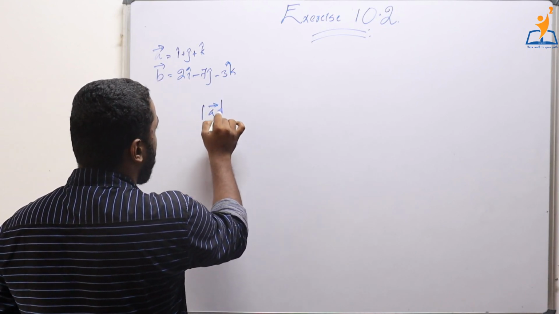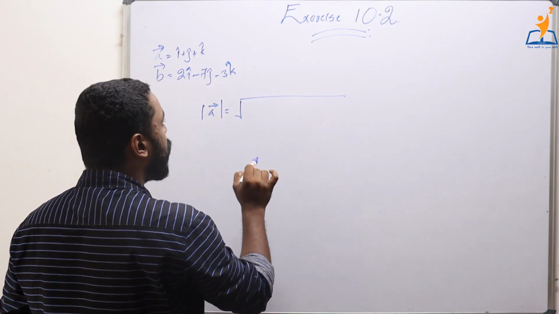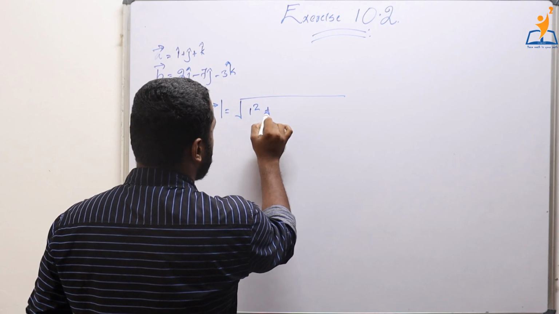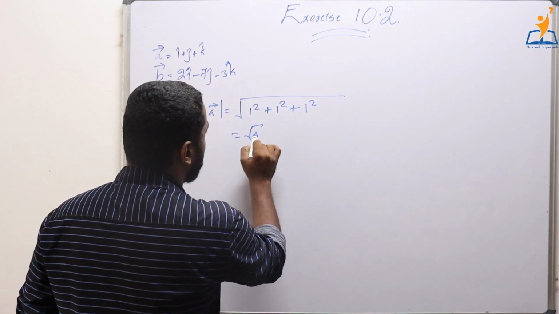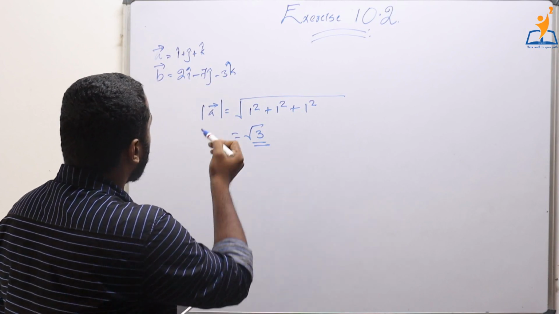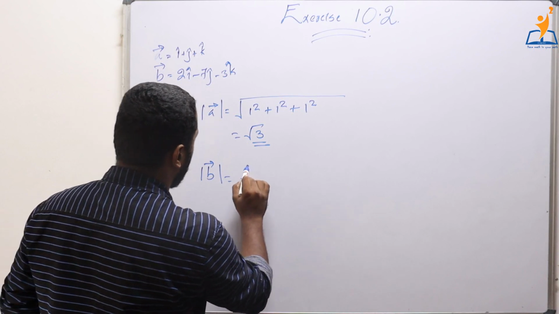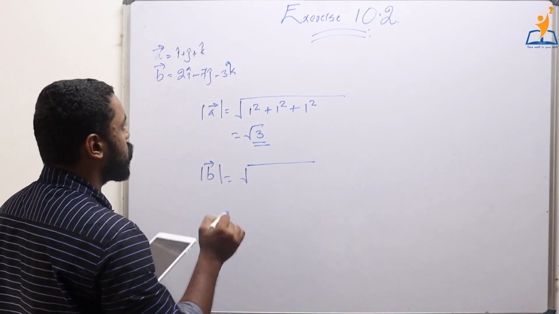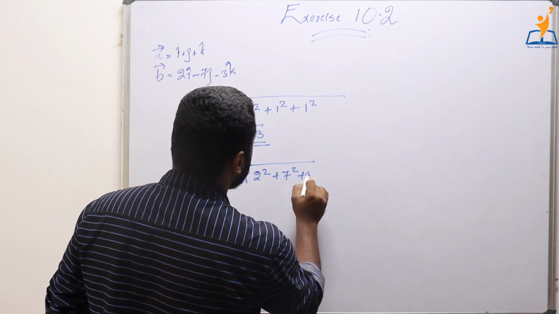Also we know that the magnitude of vector A is nothing but the square root of the sum of the squares of each component. So 1 square plus 1 square plus 1 square. So magnitude of A is nothing but root 3. Now magnitude of B is equal to the square root of the sum of the squares of the components. So 2 square plus 7 square plus 3 square.